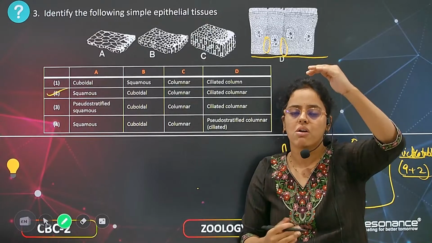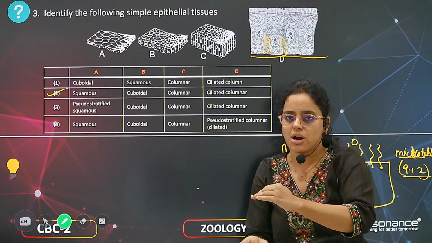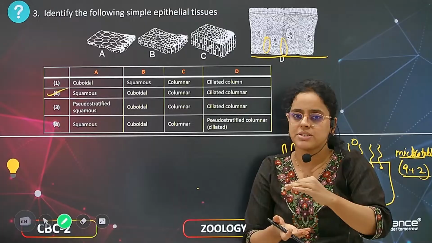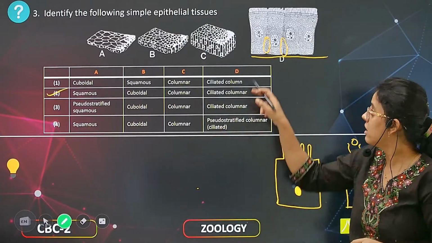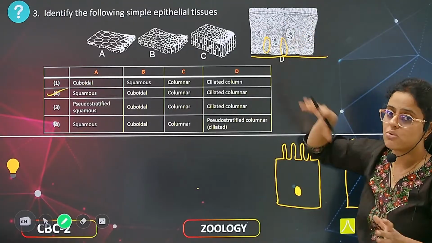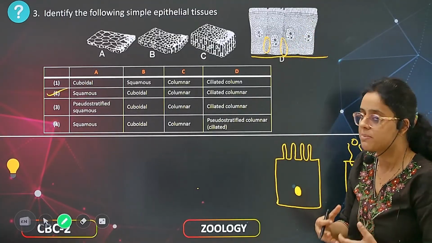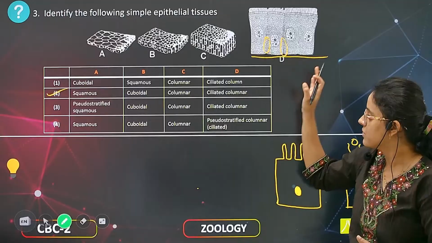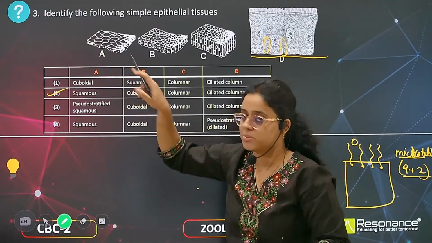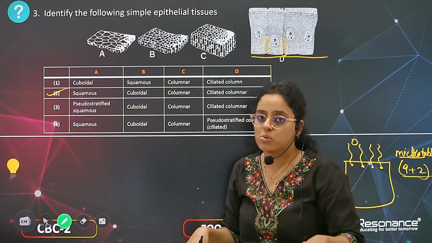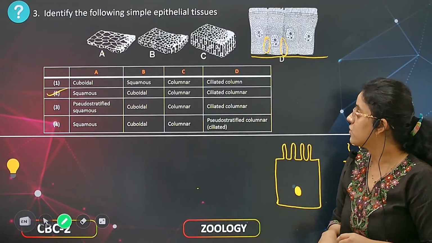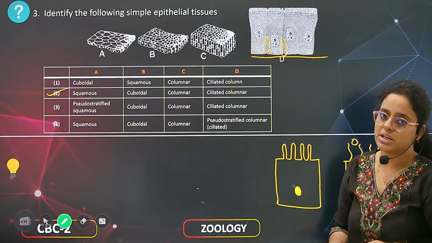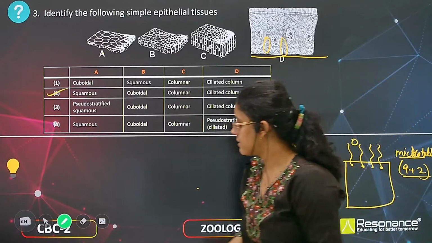One is long, one is tall, one is short. Okay, if two different cells are present on the same basement membrane, then it is called pseudostratified. Here the cell length is similar, there are no extra cells between them. Two types of cells are not present, only one type. So here the answer is going to be: A is squamous, B is cuboidal, C is columnar, and D is ciliated columnar epithelial cells.